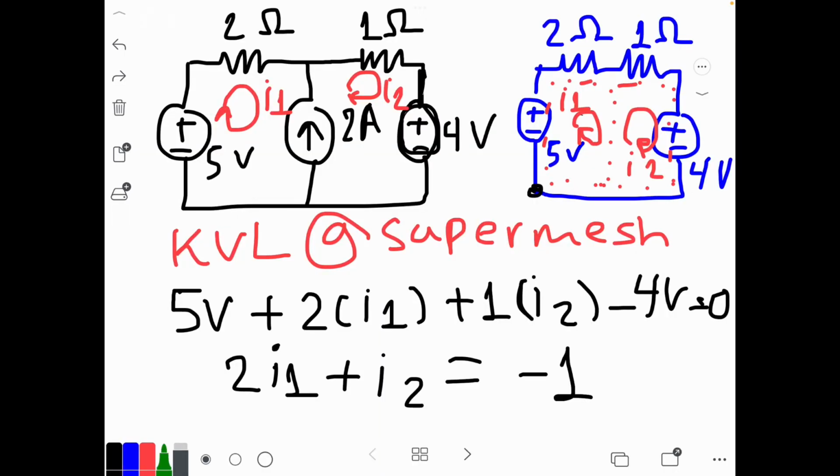Hello everyone. Today I want to teach you the idea of supermesh. What is a supermesh?